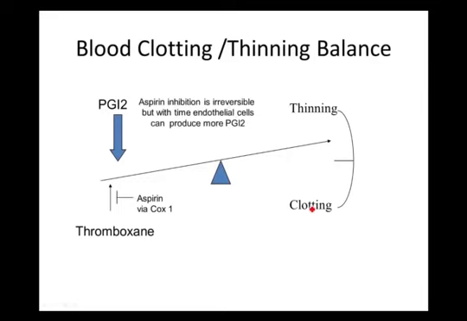Why is that? Because aspirin inhibition is irreversible, but the endothelial cells, which remember is the source for the prostaglandins, over time they can produce more PGI2. Okay? Even in spite of aspirin therapy being continually on board. All right? And that's the outcome. We see patients that are maintained on long-term aspirin, even if they have increased prostaglandin activity, they still have inhibition of thromboxane, favoring a thinning mechanism or a thinning physiologic effect.